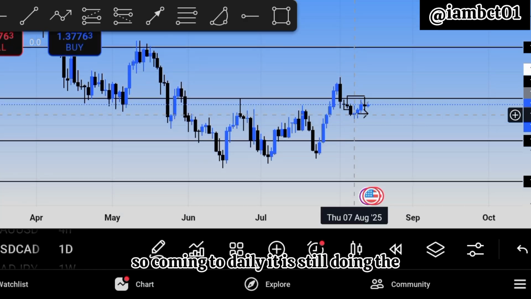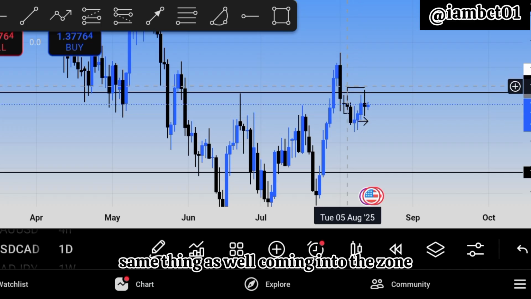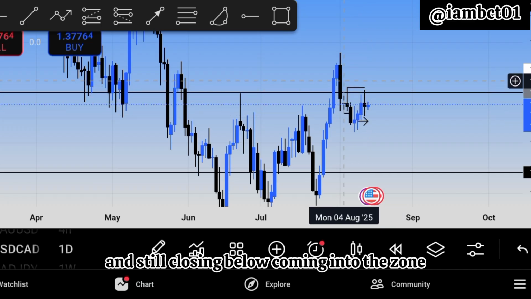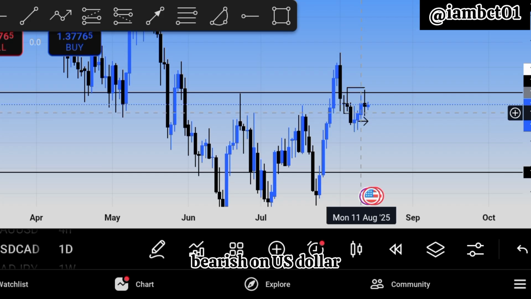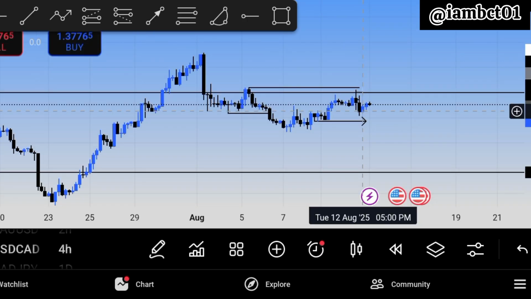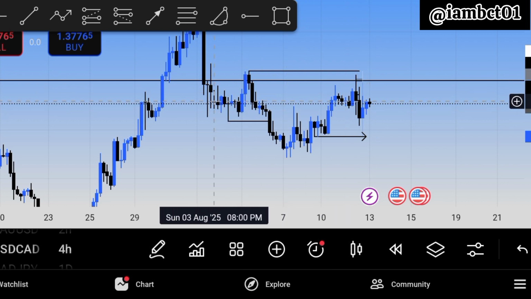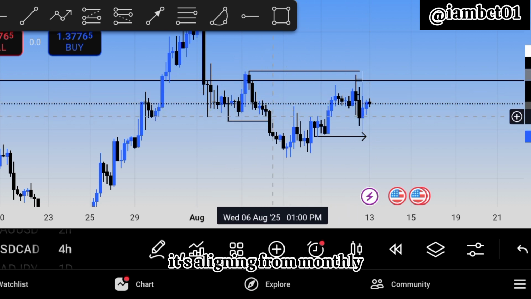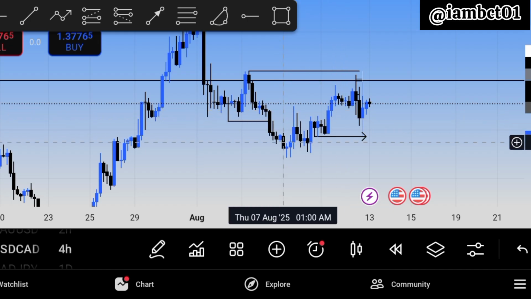Coming to daily, it is still doing the same thing, coming into the zone and still closing below, coming into the zone and still closing below. So I think we are bearish on the US dollar, and that is all. I'm expecting my trade to hold. As you can see, it's aligning from monthly and weekly time frame down to here.